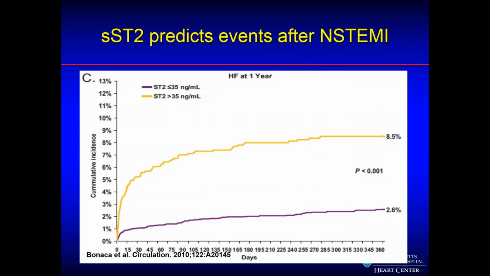These are data looking at ST2 measurement on admission in patients with a non-ST segment elevation acute myocardial infarction, stratified as a function of an ST2 value of 35 above or below. Here you can see that there's a near 3-fold increase in event-free survival for those patients that are below 35, with a rapid and a sustained increase in the risk for heart failure onset in patients after acute myocardial infarction above this threshold.